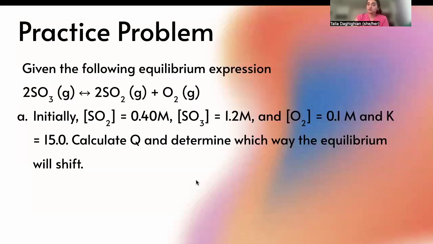Okay, so now we're going to do a practice problem. I give you the following equilibrium expression. We have 2SO3 in equilibrium with 2SO2 and O2. I gave you initial concentrations. The concentration of SO2 is 0.40 molar, SO3 is 1.2 molar, and O2 is 0.1 molar. And we have a K. So our goal is to calculate Q and determine which way the equilibrium will shift.